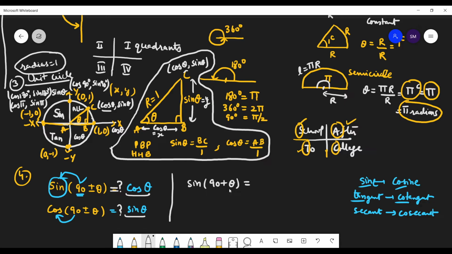Now the next thing is that if you have 180 degree, then you need not change this trigonometric ratio. If it is 180 degree, simply write sine theta. But now you need to see which quadrant 180 minus theta is. So 180 minus theta is your second quadrant. So in the second quadrant, sine is positive. Yes, sine is positive in the second quadrant. What about sine 180 plus theta?